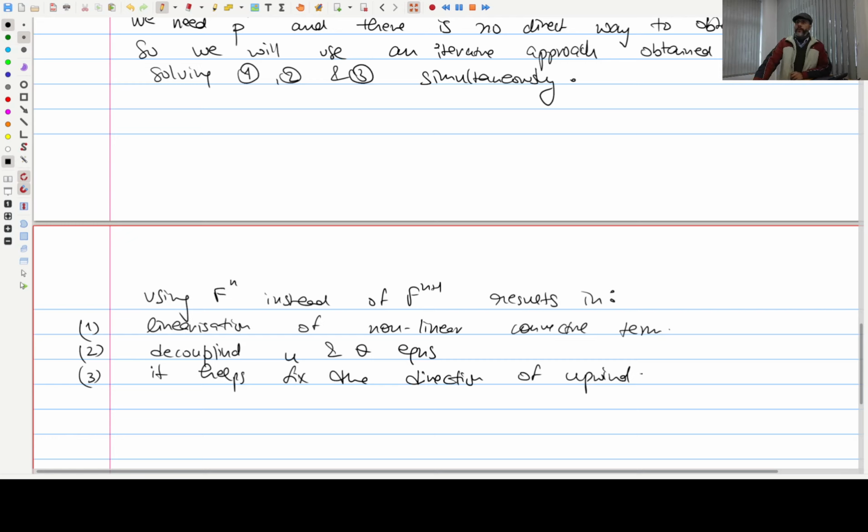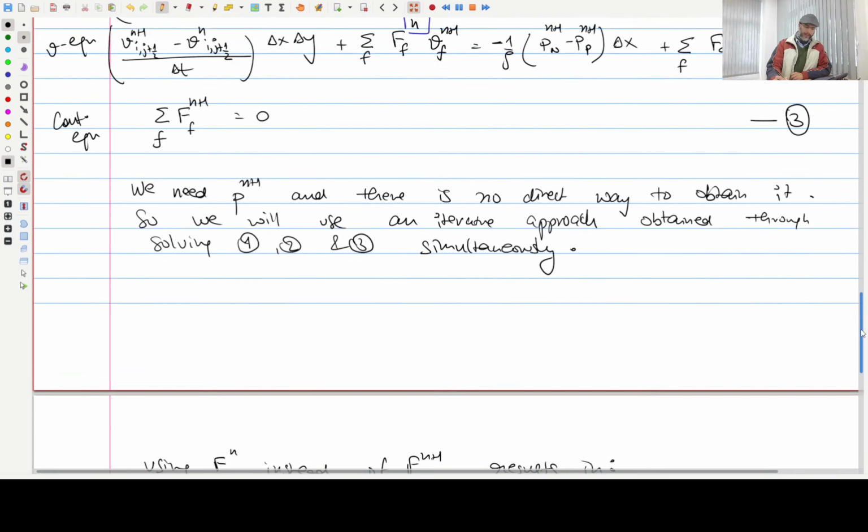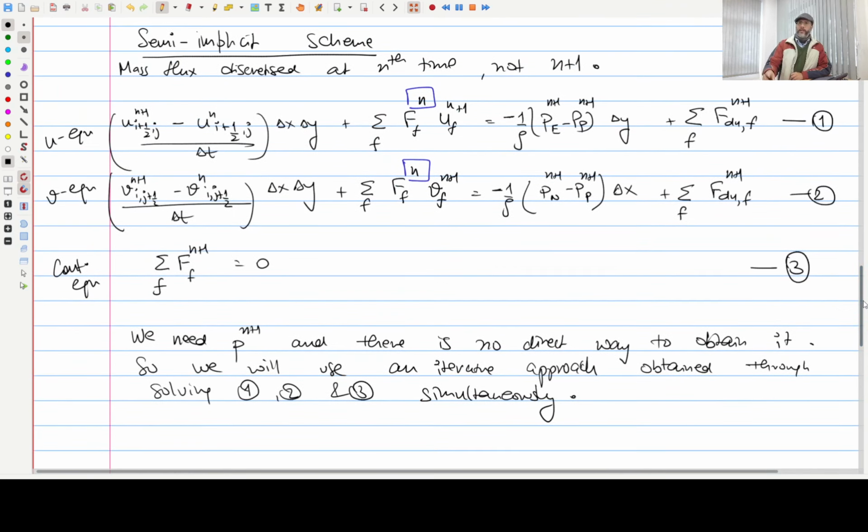Next, it helps fix the direction of upwind. Now in upwinding, you need the sign of the flux term. So is the flux term positive or negative? Because that defines what is the upwind cell.